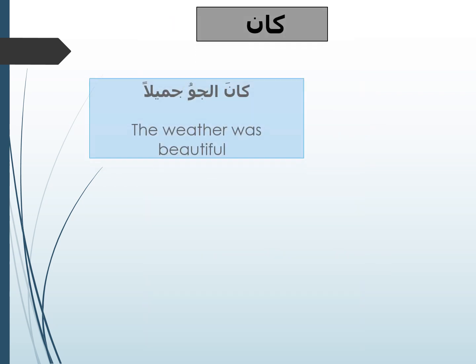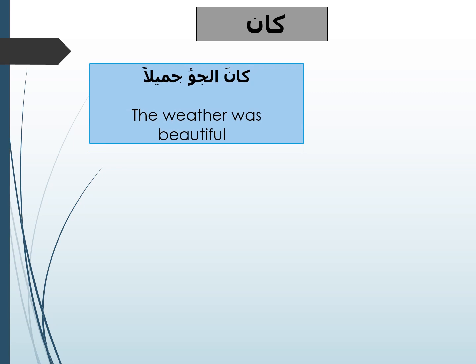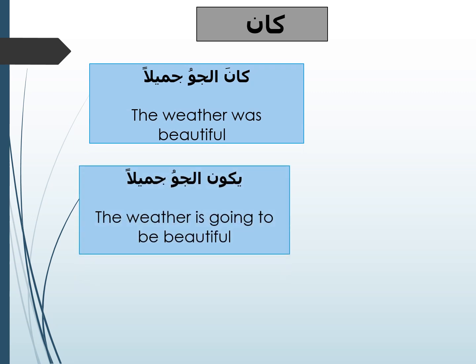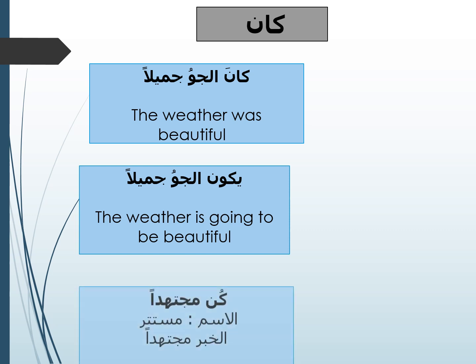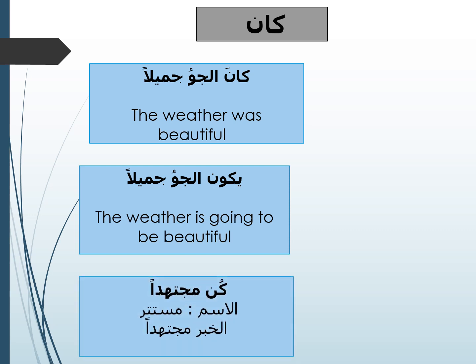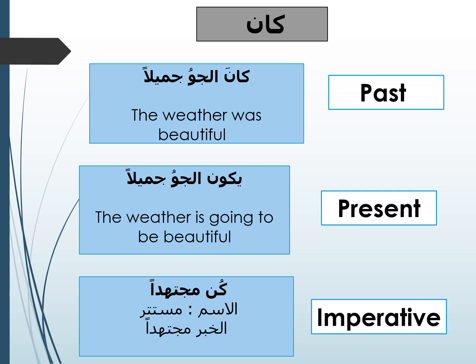كان الجو جميلا. يكون الجو جميلا. كن مجتهدا. This is past, present, imperative. Again, كان الجو جميلا. يكون الجو جميلا. كن مجتهدا. So I use كان one time فعل ماضي, one time فعل مضارع, one time فعل أمر.